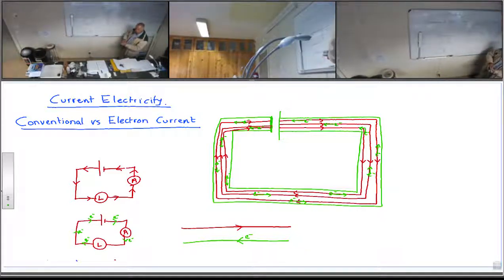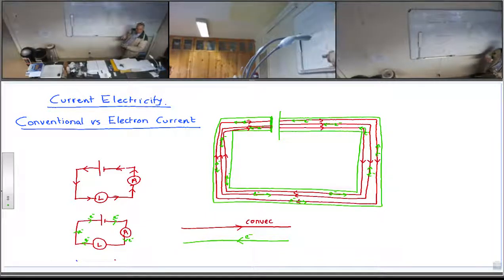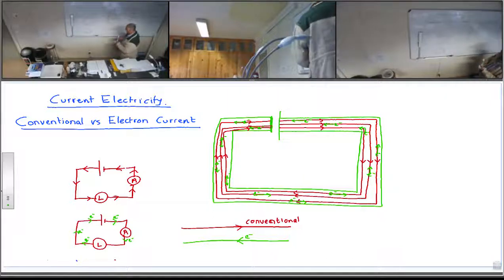This is known as conventional current, not convectional. Okay, that's your air currents. We're not talking about that, we're talking about conventional current, whereas the other one is electron current. Yes.